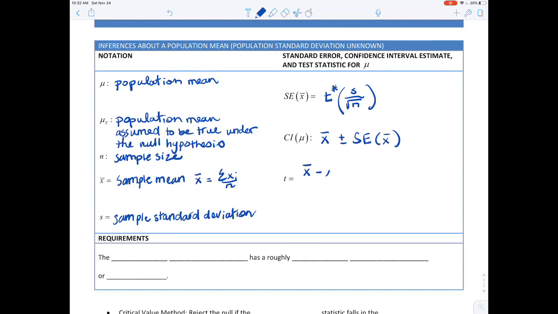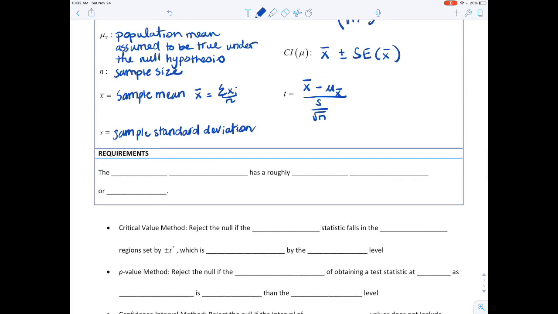All right, so now t, this would be for a test statistic, would be x bar minus mu x bar over S over the square root of n. Cool? All right, so requirements. The sample data has a roughly normal, loosely normal, however you want to look at it, distribution. Or this is really kind of an and/or, n is greater than 30.